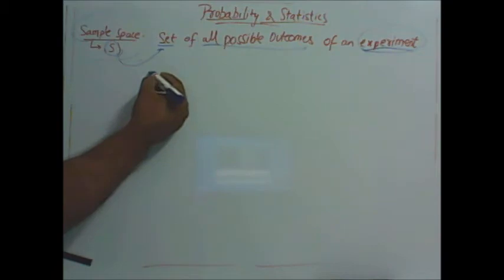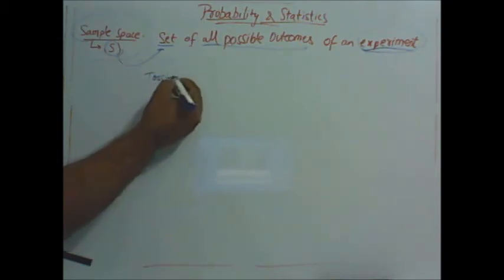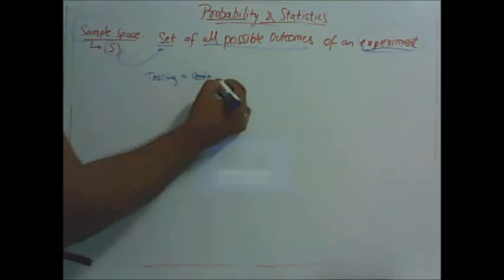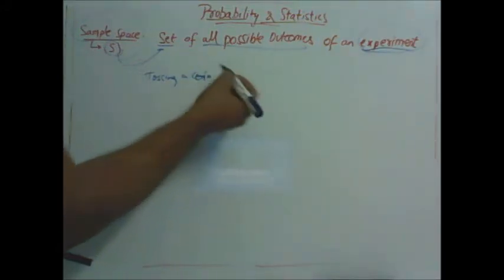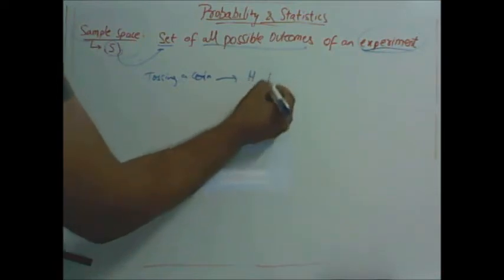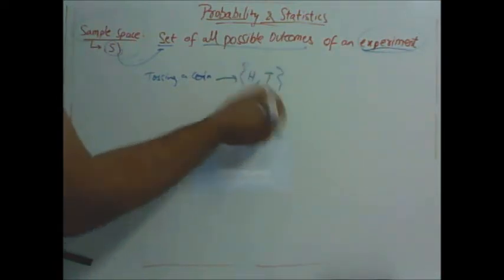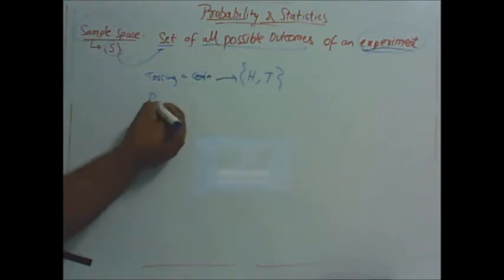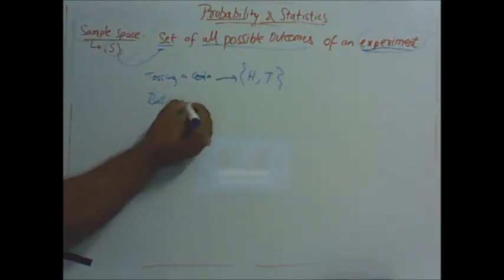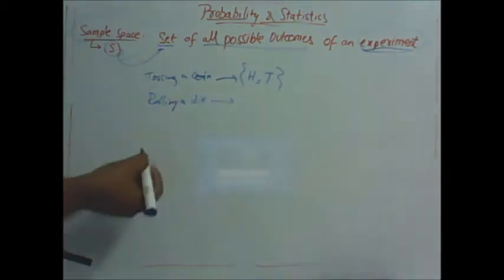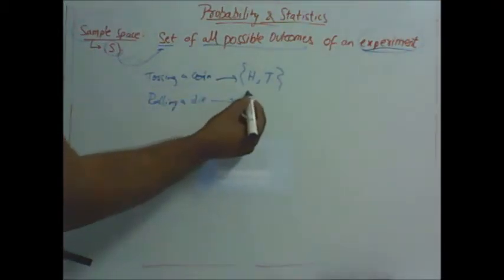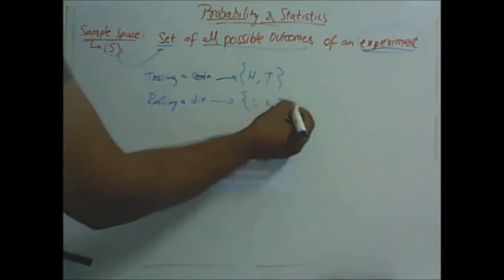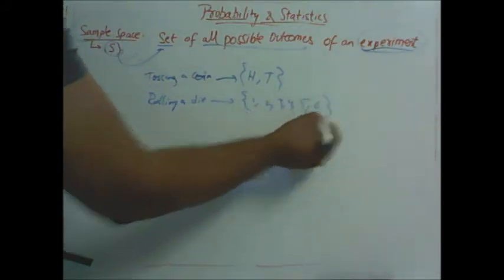Say, if tossing a coin, then all the possible outcomes: when one coin is tossed, we can get only one head or one tail. So this set is called the sample space for the experiment of tossing a coin. For rolling a die, the sample space, when one die is rolled, then we can get 1, 2, 3, 4, 5 or 6.